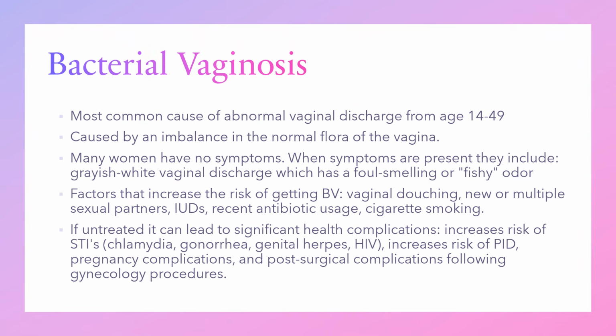So first, we're going to start off with bacterial vaginosis. You'll commonly hear this referred to as BV. And this is going to be the most common cause of abnormal vaginal discharge in women of childbearing age, so 14 to 49. This is caused by an imbalance in the normal flora of the vagina known as vaginal flora. The factors that upset the normal balance of the vagina or vaginal flora are not yet completely understood.